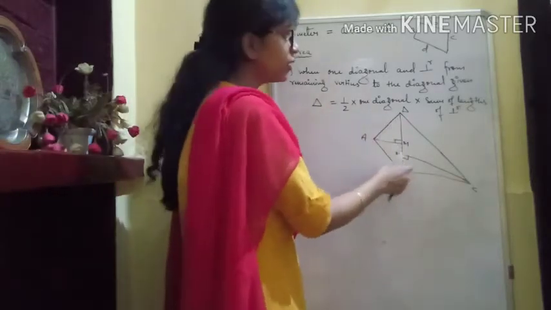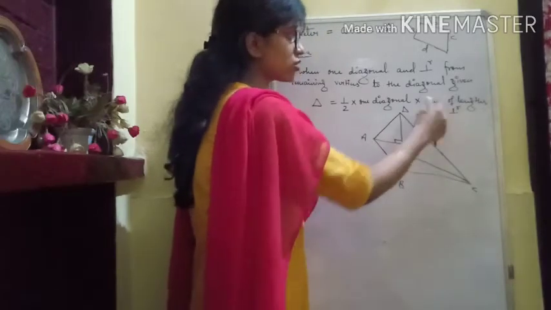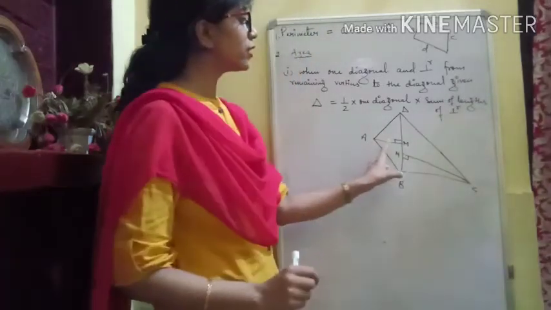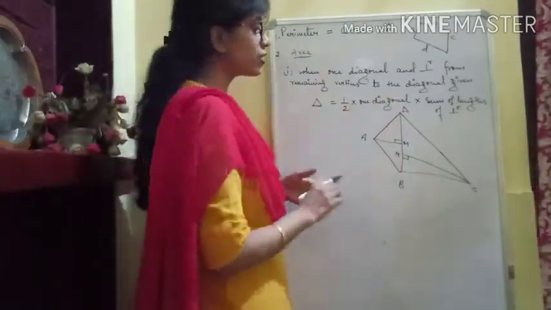Then you can calculate the area of the quadrilateral by the formula half into one diagonal, the diagonal which is given, into the sum of the lengths of the perpendiculars. Let's say one length is 5 and the other is 6, so the sum of the lengths of the perpendiculars is 5 plus 6. Otherwise it is simple actually how we have calculated this.